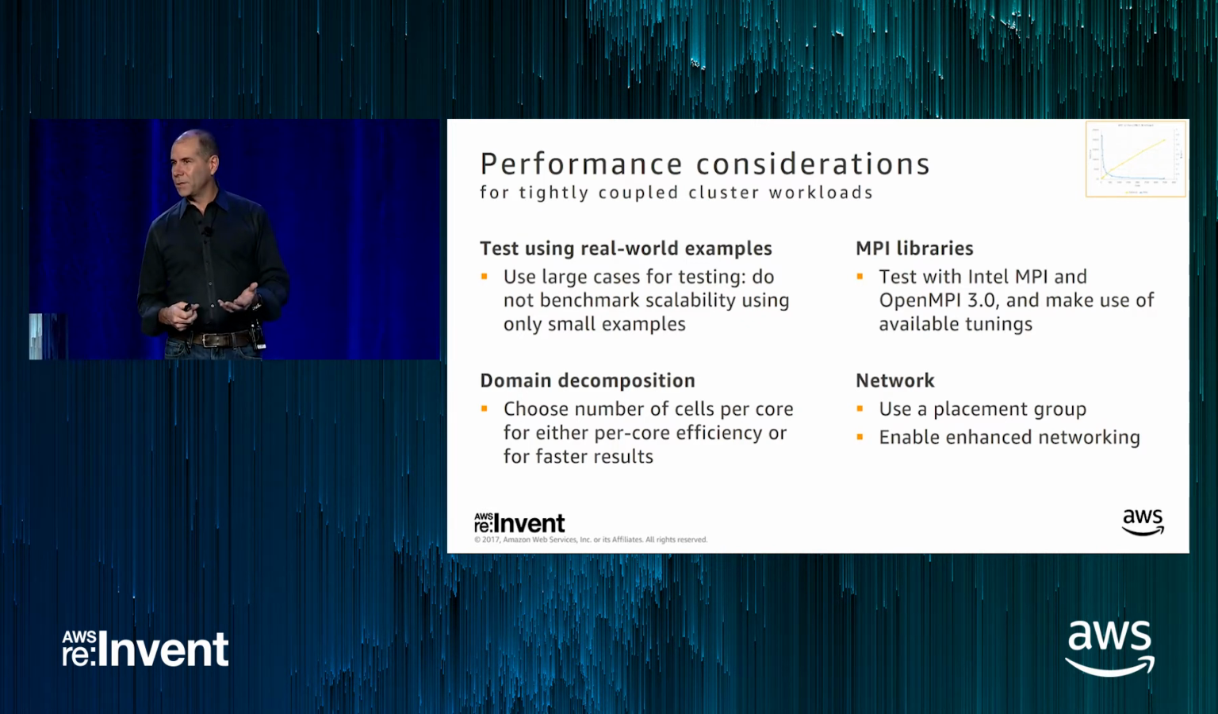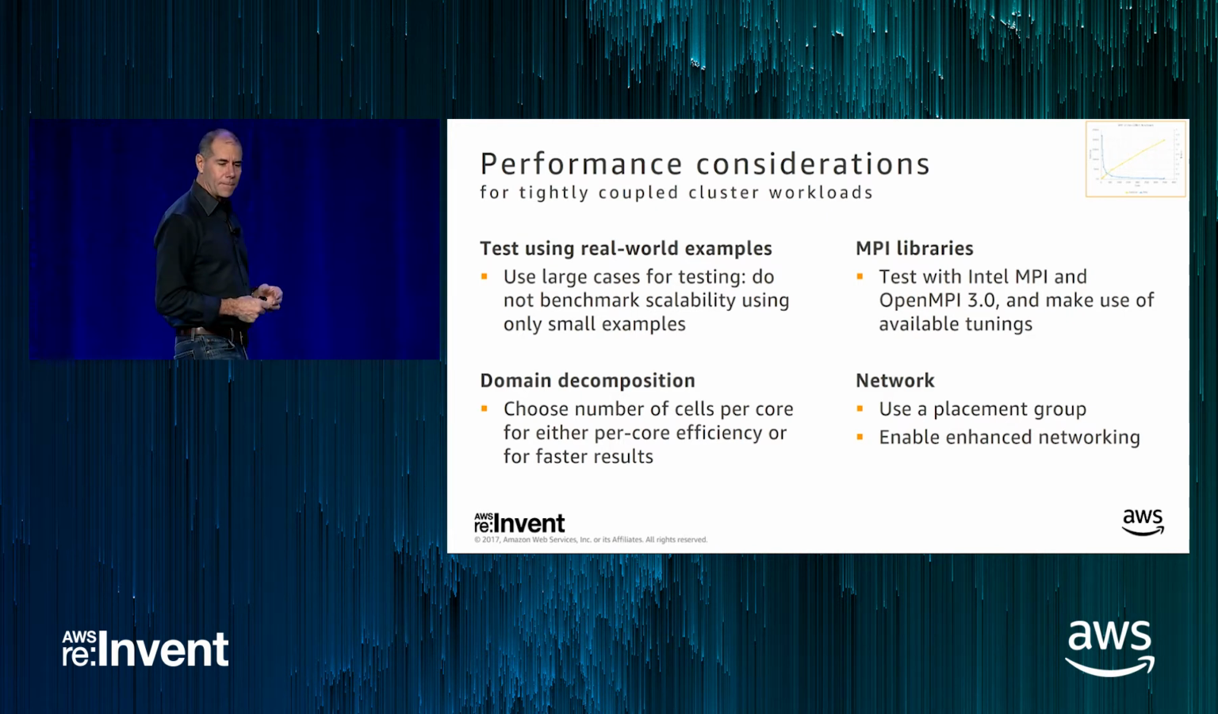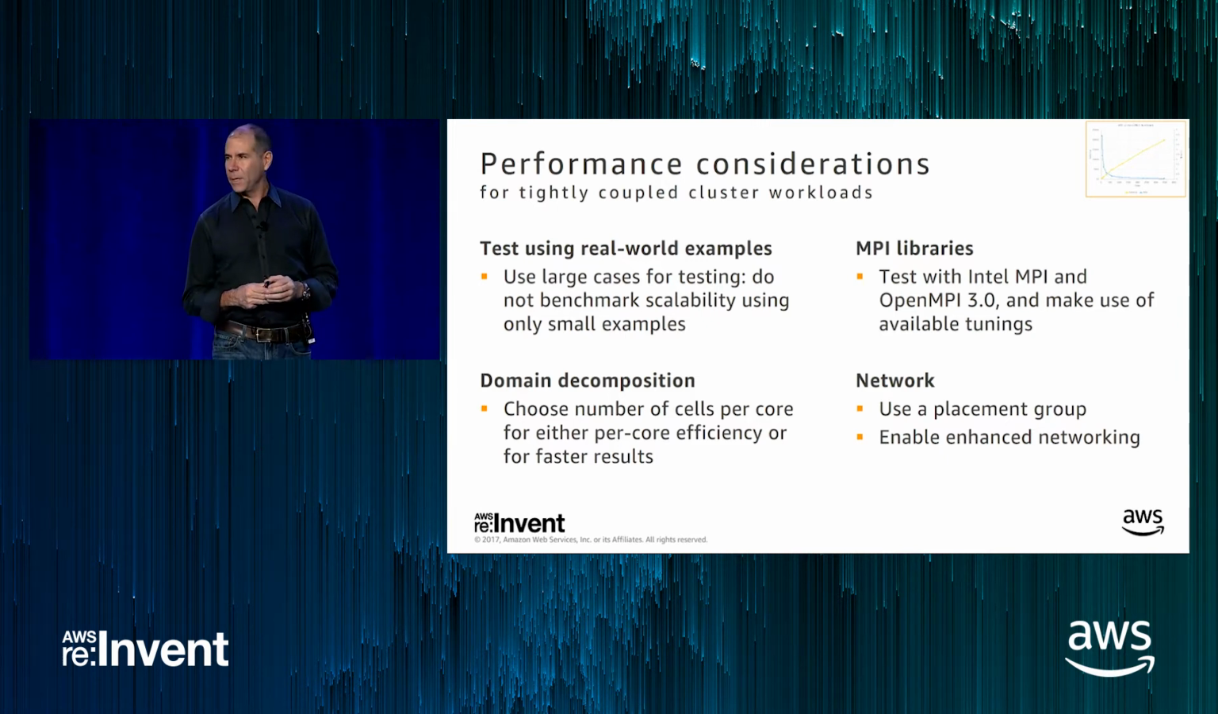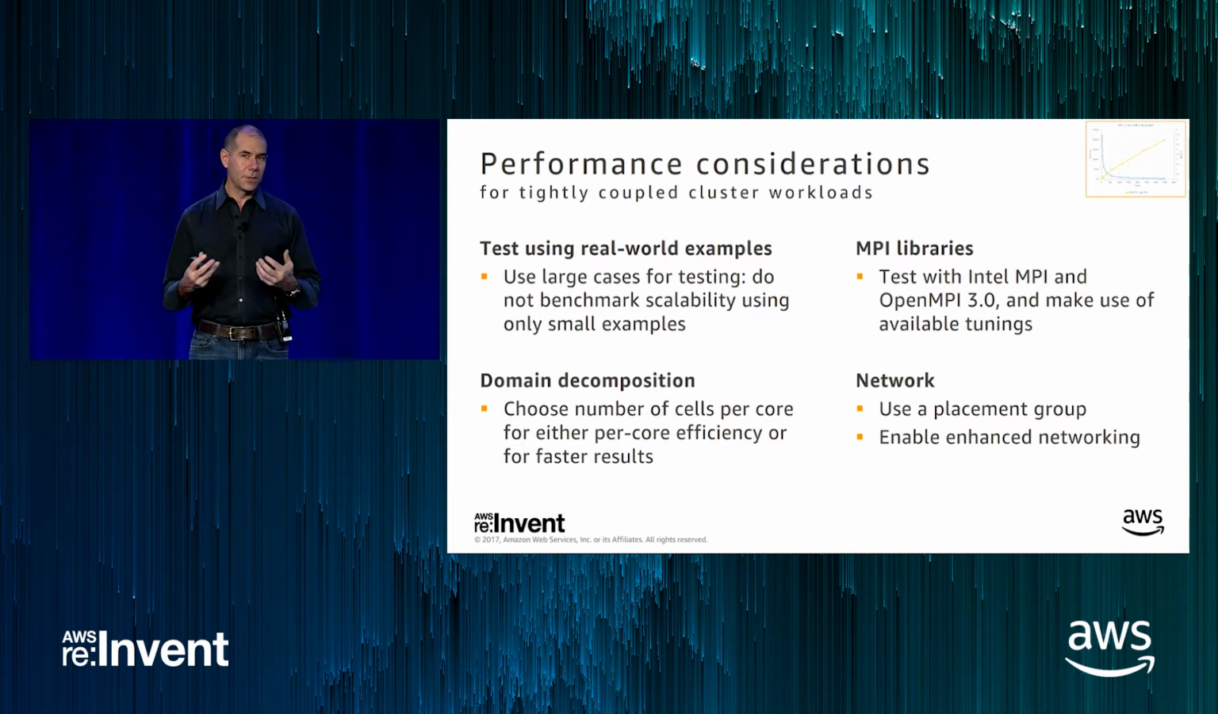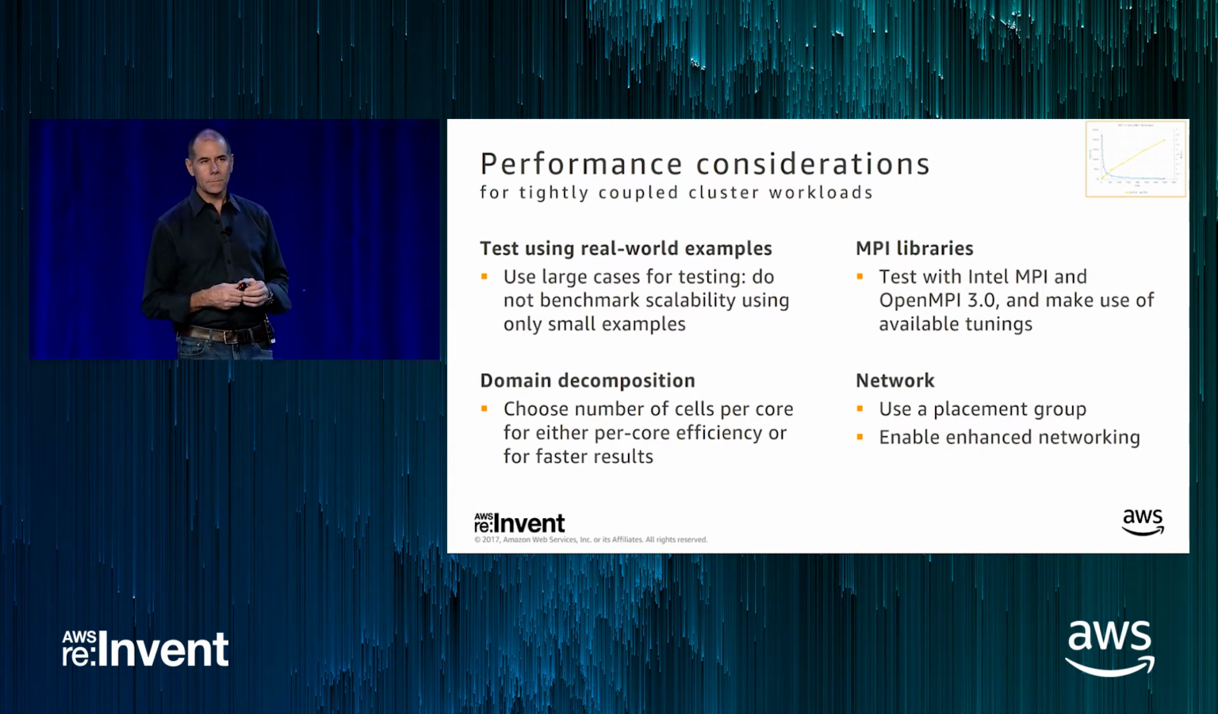Many of these applications use message passing, MPI. There are different MPI libraries available out there. Our experience today is that Intel MPI is the most performant on AWS. Second to that, we're working very closely with the Open MPI community to ensure high performance on AWS as well. But again, you have options. It's good to test with multiple options because testing is easy to do on AWS.